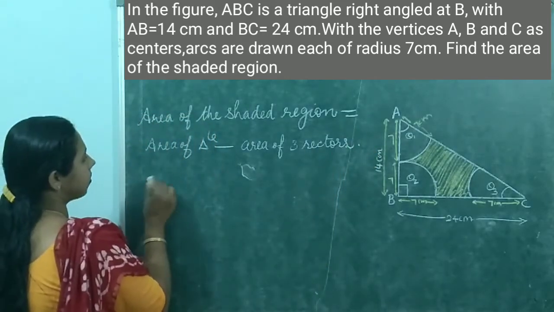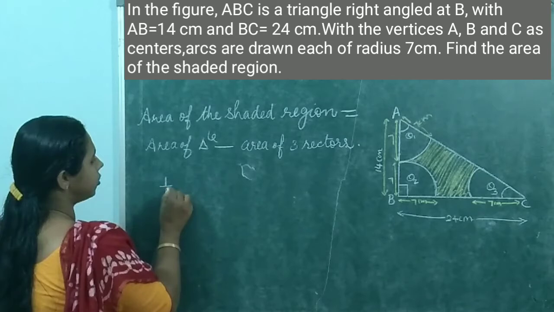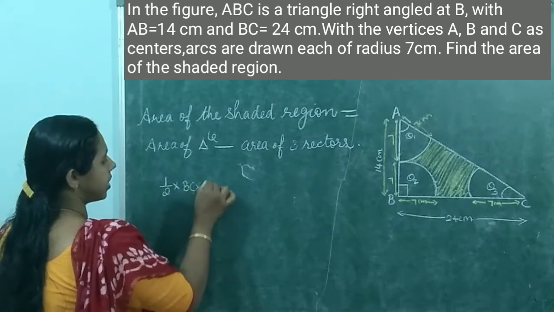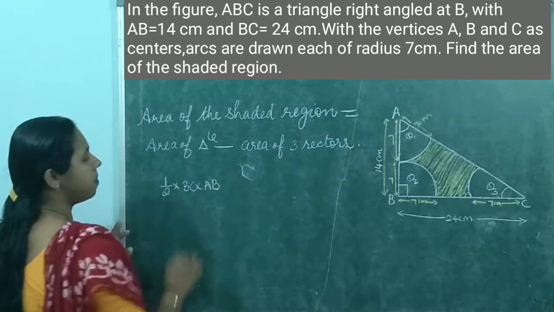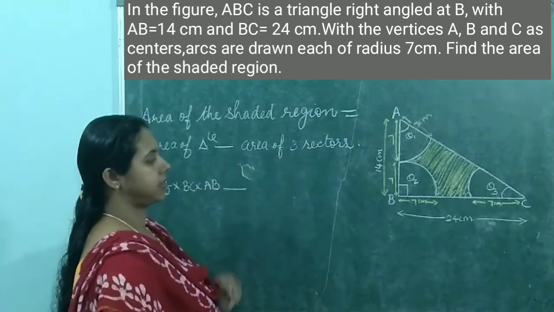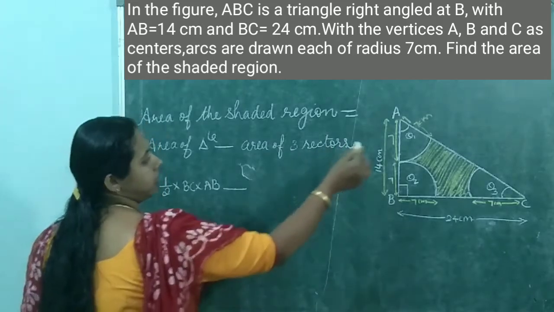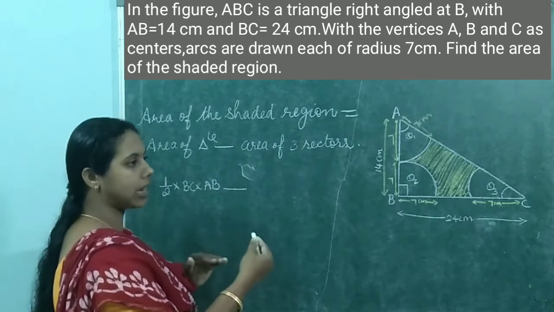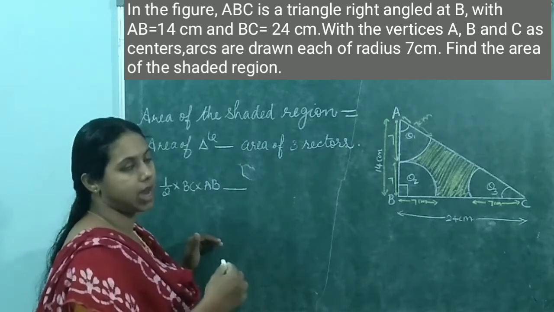That is, area of triangle is half into base into height. Base is BC, height AB. Half into BC into AB minus area of three sectors. Area of one sector: we know that area of a sector is equal to center angle by 360 into pi r square.